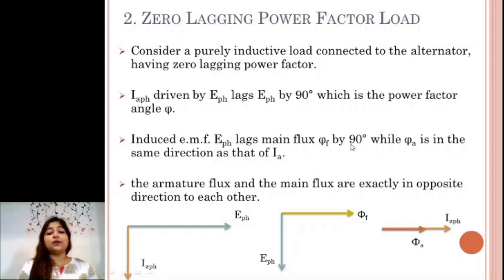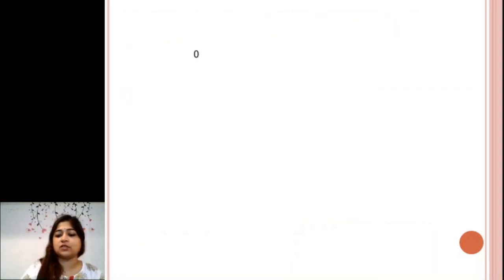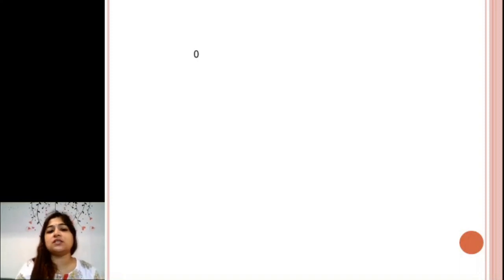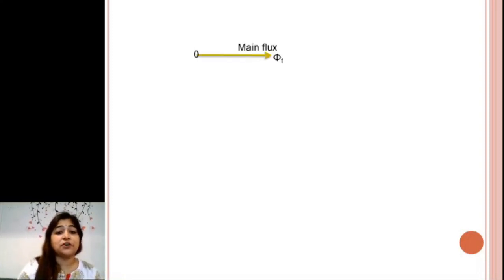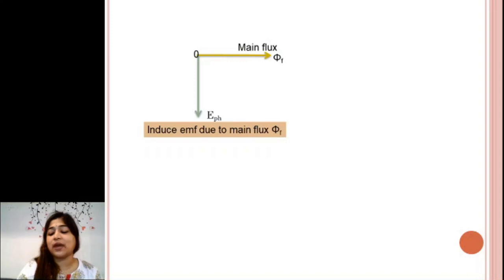Now what you can conclude here is about armature flux and main flux, that is what we always want to know, the relationship between armature flux and main flux. So let's draw the phasor step by step. Very first thing I will draw is the main flux as reference. This is the main flux. EMF induced will always lag main flux by 90 degrees, right?